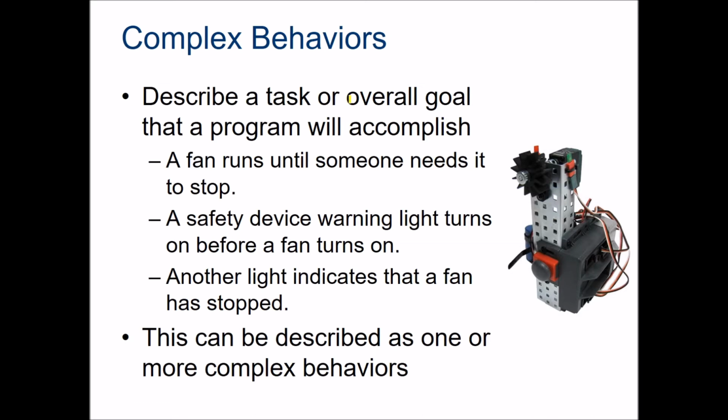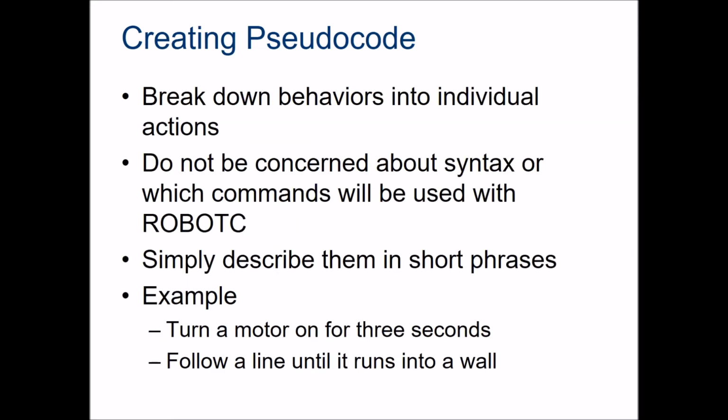So a complex behavior is what it says. It's the task or the overall goal that the whole program is going to accomplish. So in this example, we have a fan that runs until somebody needs it to stop. There's a safety device warning light that turns on before the fan turns on, and another light indicates that the fan has stopped. So that's your complex behavior. That's the overall goal. It's what you want this thing to do. So you may have one or more complex behaviors, just like it says here.